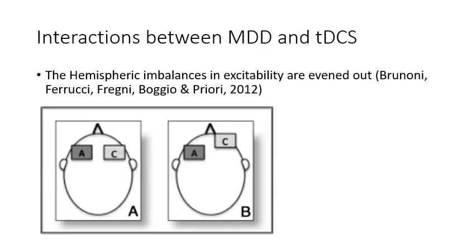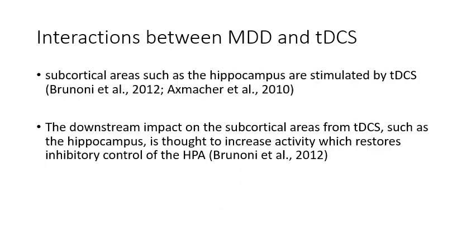Moving on to interactions between major depressive disorder and tDCS. Below is a chart showing where the anode and cathode would be placed on a participant. So the goal of this is to put the anode on the left hemisphere and increase its firing, and the cathode on the right hemisphere and decrease its firing to even out the firing to a normal level.